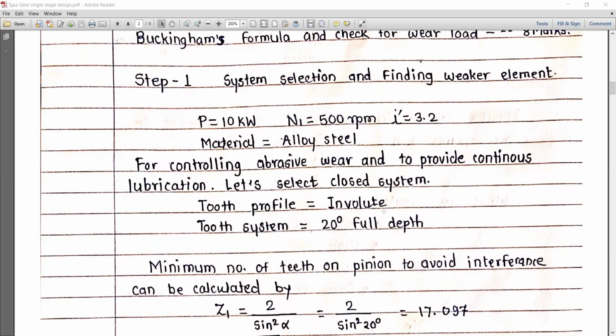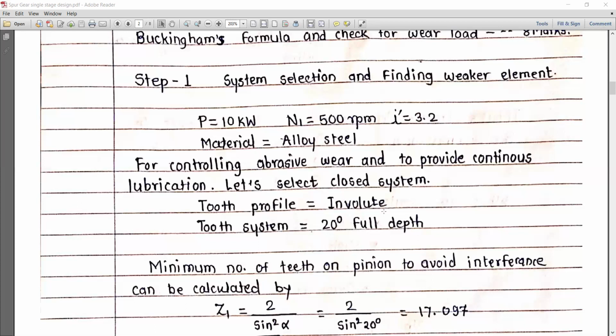Now selecting the tooth profile. As we know, there are two types of tooth profile, involute and cycloid. Cycloid is difficult to manufacture and in very rare cases it is used where the accuracy is very important, where the pressure angle and the interference is a main criteria. Well, we are not using the cycloid one. Involute is very easy to manufacture and generally we are using it. So in this application, we are selecting the involute tooth profile.